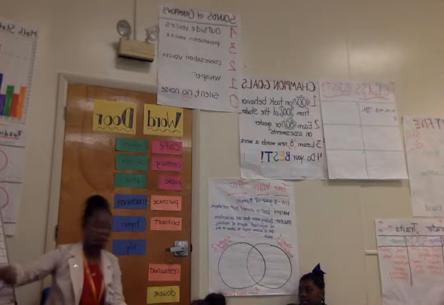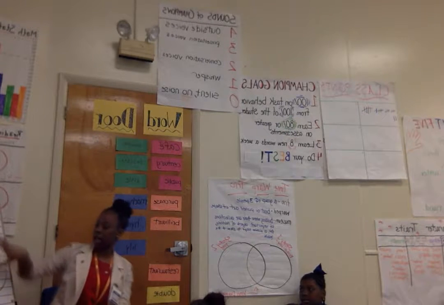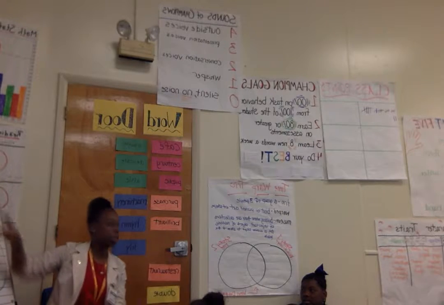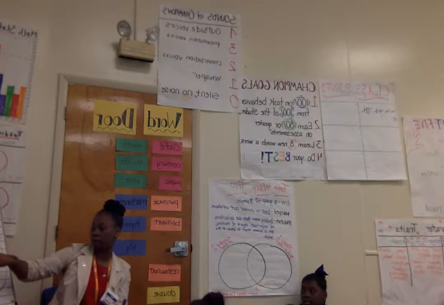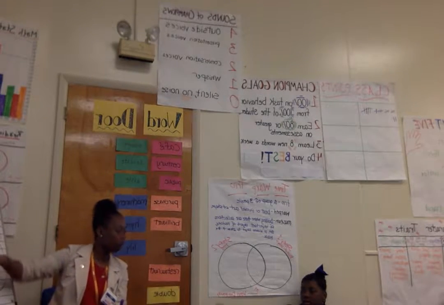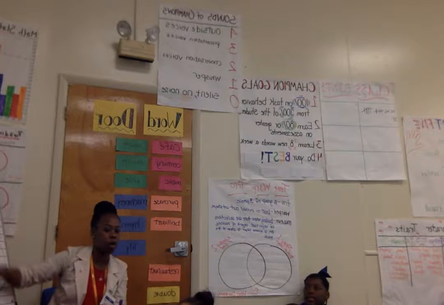In the Venn diagram, we have two circles. On the outside of the circles, we have the differences. And when the circles meet each other, we have what? The things that are the same, the similarities, the things that are in common.